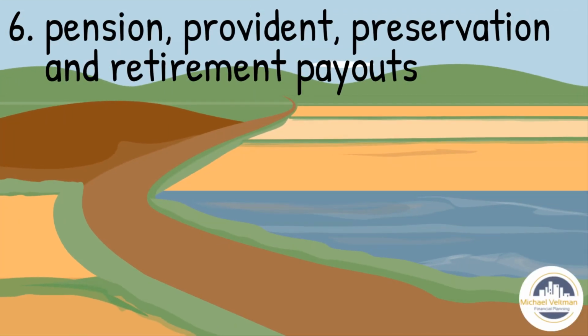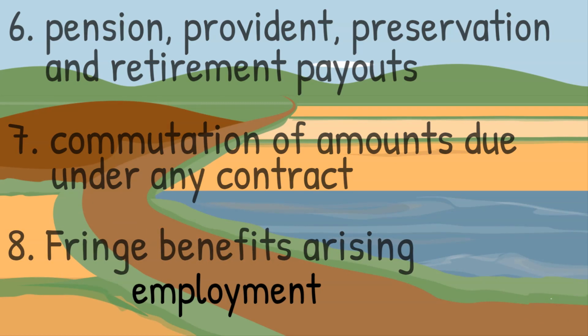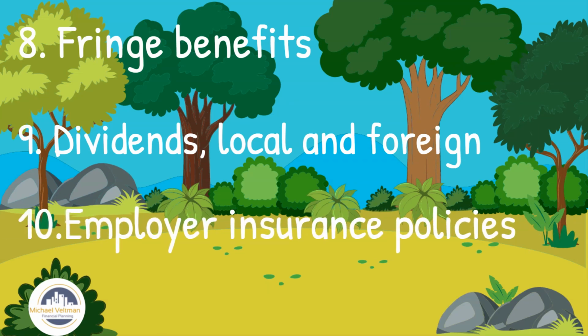Lump sums from pension, provident, preservation and retirement annuity funds. Any amount received or accrued, in commutation of amounts due, under any contract of employment or service, for example, leave pay. Fringe benefits arising from employment. Dividends, local and foreign. Amounts from employer-owned insurance policies, such as Keyman insurance, received by employer. Other inclusions in income, and recovery of expenses previously claimed as a tax deduction.